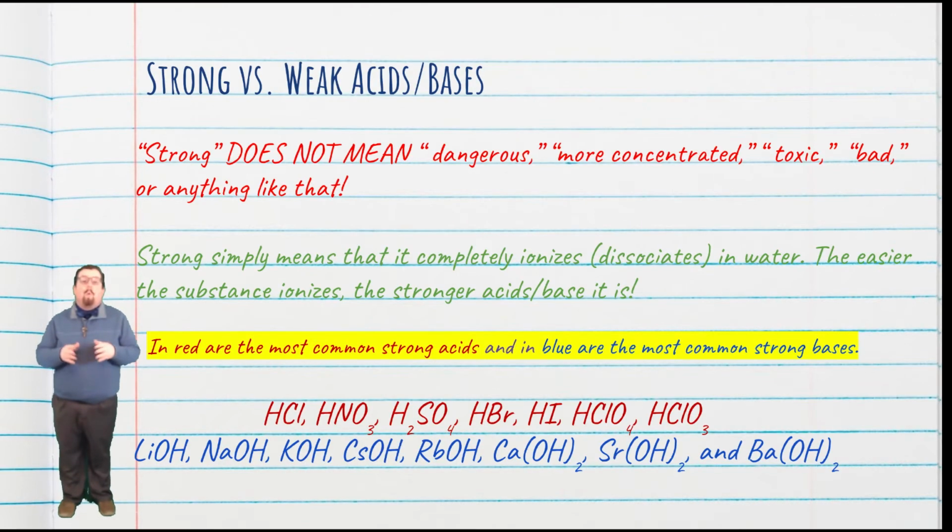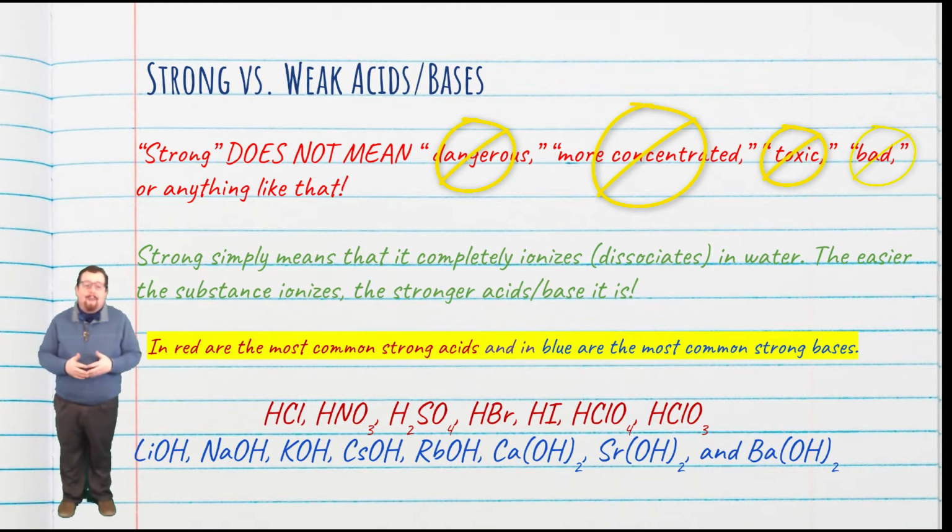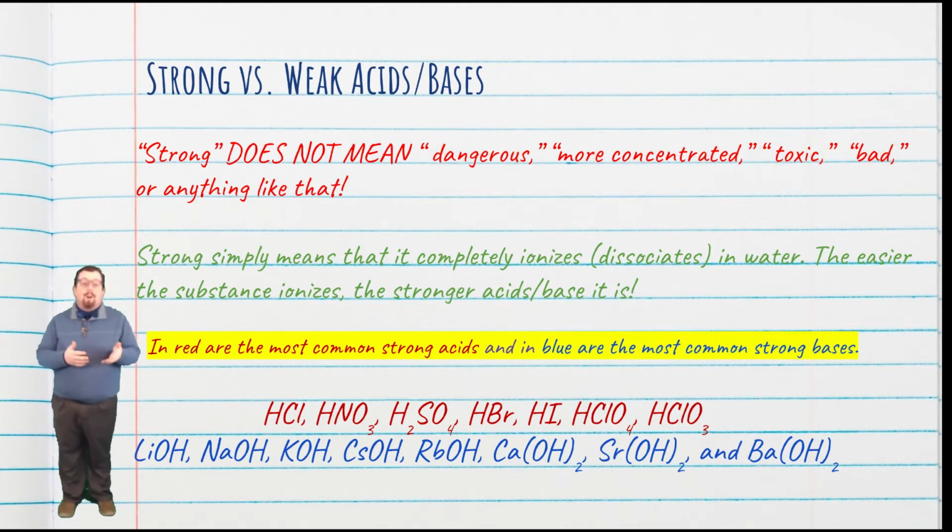One common misconception, and something I really want you to understand, is that strong does not mean dangerous. It doesn't mean more concentrated. It doesn't mean toxic or bad or anything like that. If you remember back to our definition of strong or weak electrolytes, it simply means that our acid or base completely ionizes or dissociates in water. The more easily an acid or base dissociates, the stronger it is. The strength of acids and bases is a spectrum, ranging from very strong to very weak.